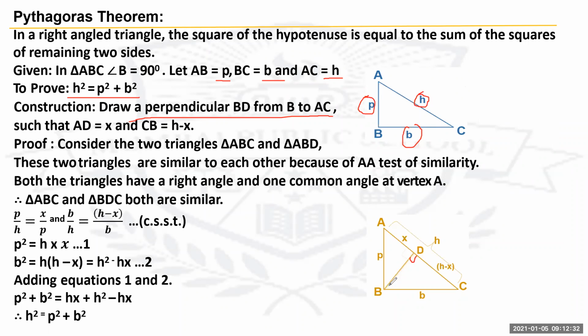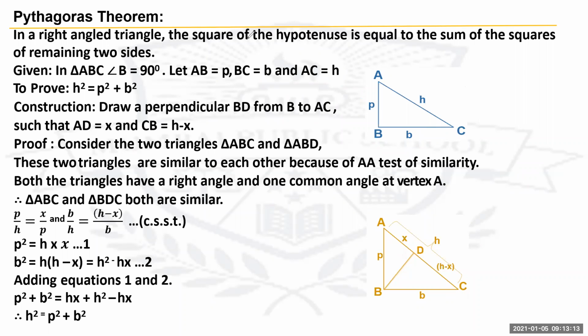Now see what happens when you're drawing this altitude or the perpendicular. AC is divided into two parts, AD and DC. If you consider this as X, the complete side is already H. So the remaining side would be H minus X. Understand? It's already shown in the figure. Is this clear to all the students still here?